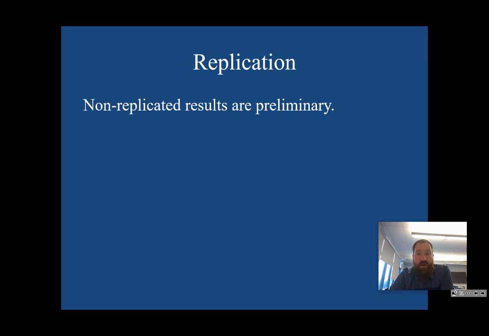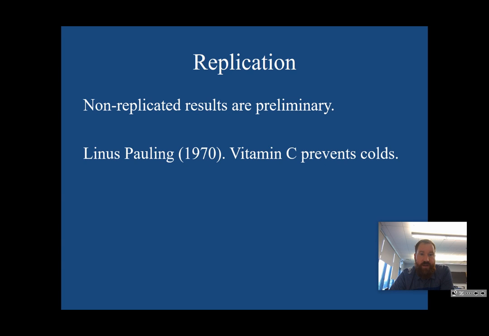Now, where does this show up, right? It's kind of an interesting thing because I think it's something we've all heard. So in 1970, there was a famous study conducted by Linus Pauling that studied whether or not vitamin C prevented colds. Okay, so let's go back to our old standby and think about what the independent and dependent variables are.